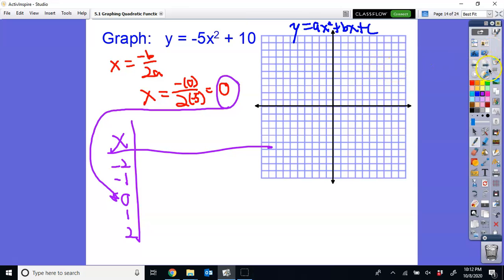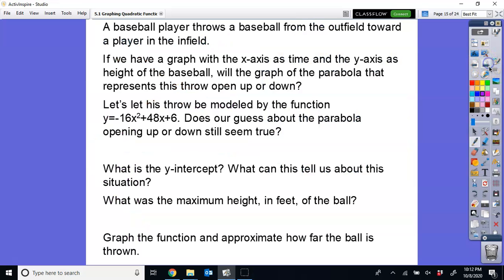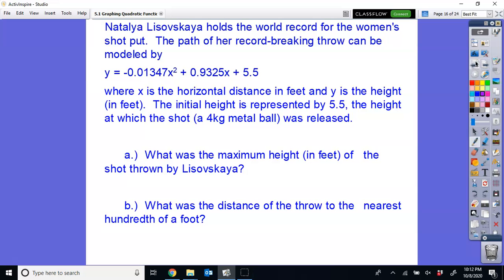Now I want to just point out something off of the writing quadratic functions that we did last time. We looked at this particular example of Natalia Lasovskaya throwing the world record shot put. One of the things we talked about was the fact that 5.5 is where she lets it go through the air, and this up here would be the vertex. Guess what? If I want to find out where that throw is halfway through the air, I can do the same thing we just did. I can find the -b over 2a, just like we just did on the problems for graphing.